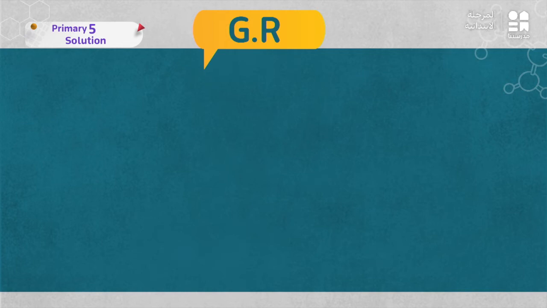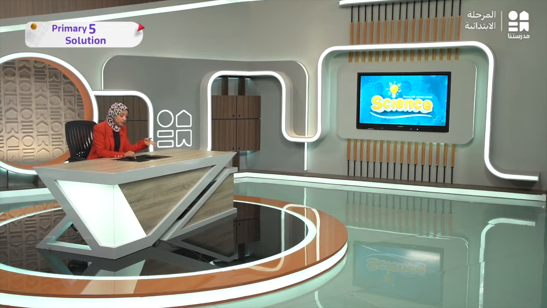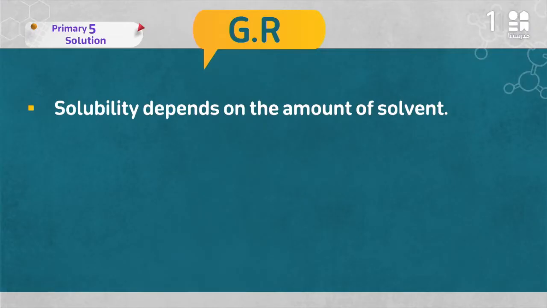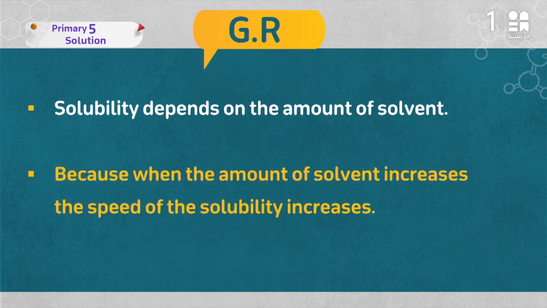Now give reason question. The solubility depends on the amount of solvent. يا ترى ليه بقى ال solubility بتعتمد على ال amount of solvent، على كمية ال solvent؟ Because زي ما قلنا من شوية، when the amount of the solvent increases، لما ال amount of the solvent بتزيد، the speed of the solubility also increases، هتزيد. Okay, so now we understand that question.